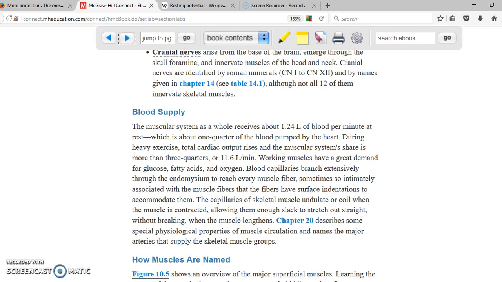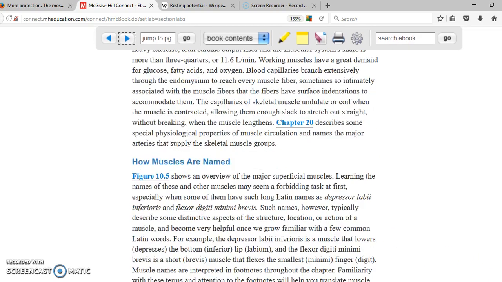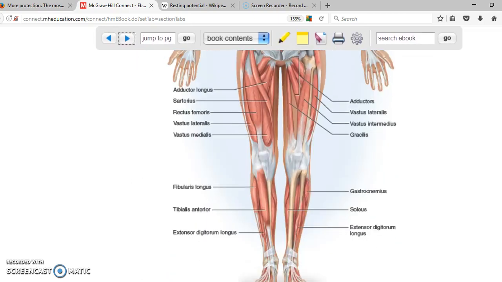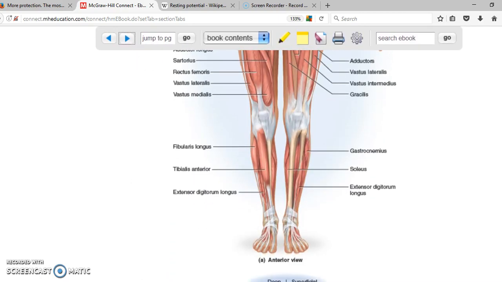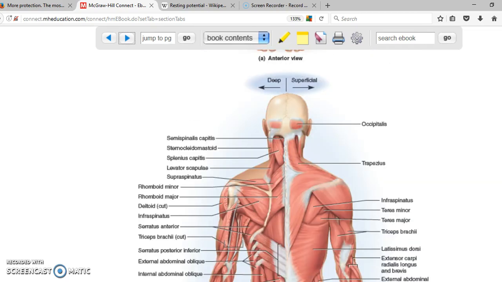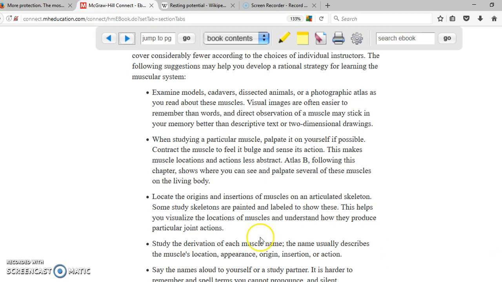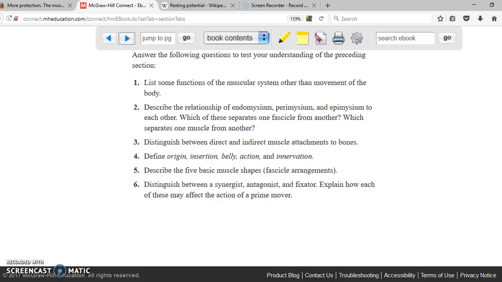Blood supply, obviously like any other cell in your body, what you need in order to survive: oxygen. How are you going to get the oxygen? In this case, the muscles are going to get the oxygen through the blood, and that's why you have blood supply in there as well. How muscles are named, believe me, you don't need to know how they are named. They come from Latin, and that's all you need to know. Okay, learning strategy is not for this class, so that's something that you need to do on your own, and that's about it.